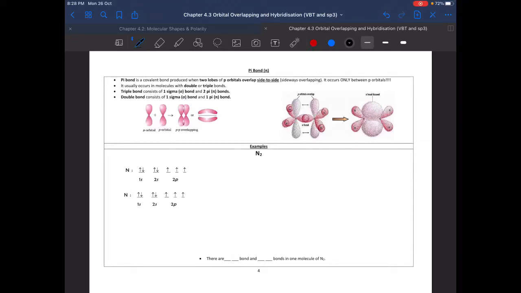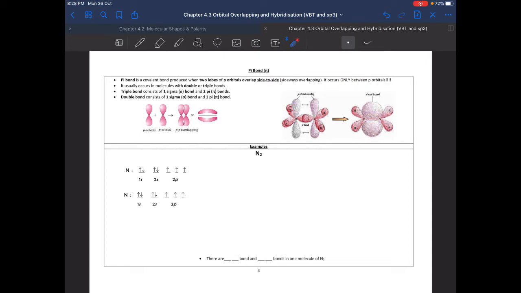Okay, so next kita akan belajar macam mana nak draw pi bond pula. Okay, so pi bond is a covalent bond produced when two lobes of p orbital overlap side to side or sideways overlapping. So ini kalau tadi sigma bond is end to end overlapping. Okay, this one is side to side overlapping untuk pi bond. It occur only between p orbital.